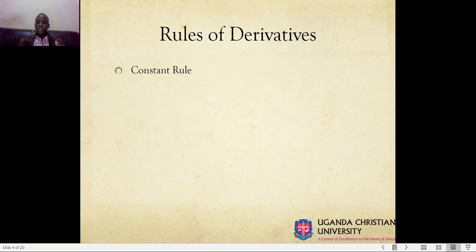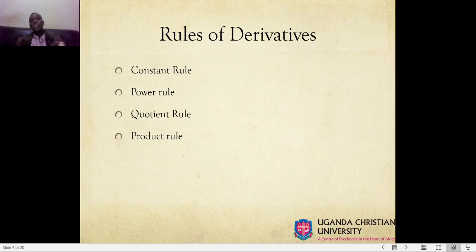The power rule, we are going to talk about in more detail. I talked more about the constant rule because I don't have a session on it. We have the quotient rule, product rule, and then the chain rule. We are going to look at all these rules in this lecture. These are the guiding rules, and I'll look at each of them in detail.